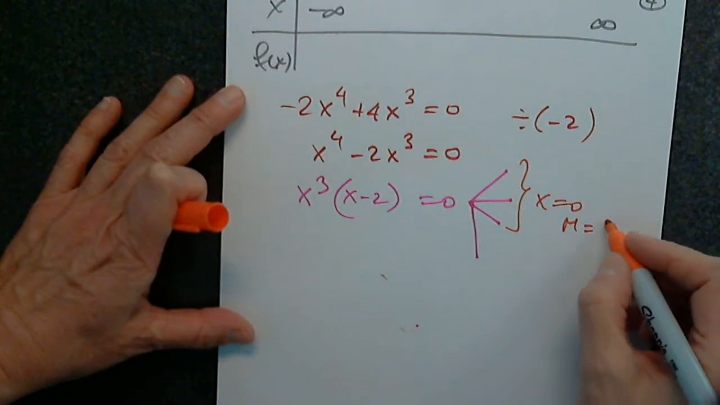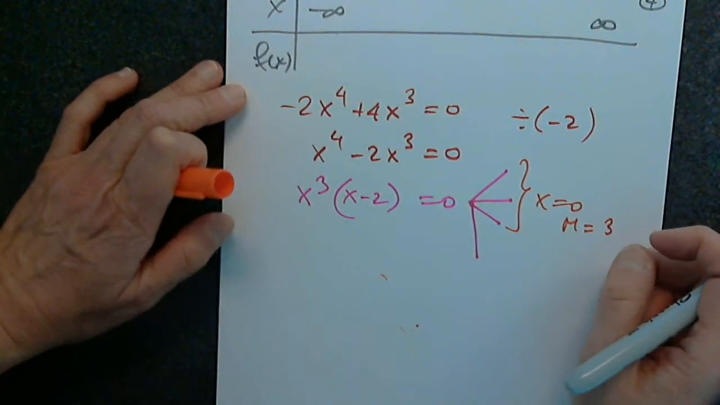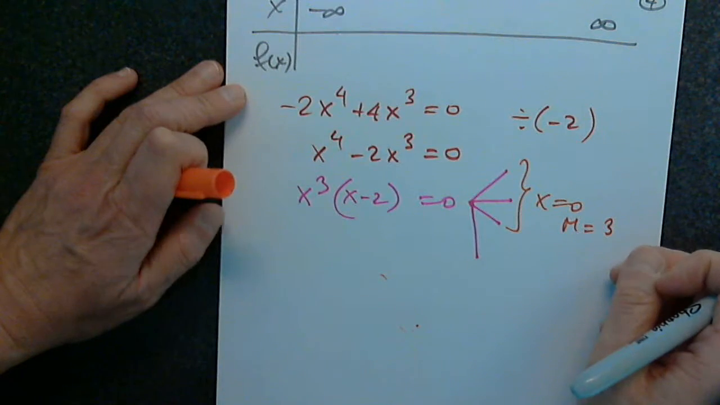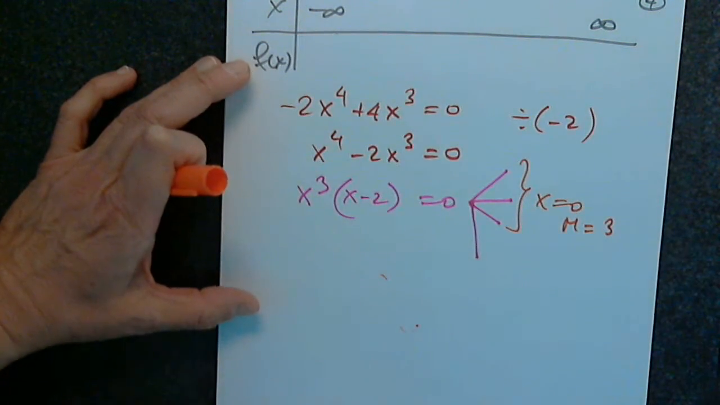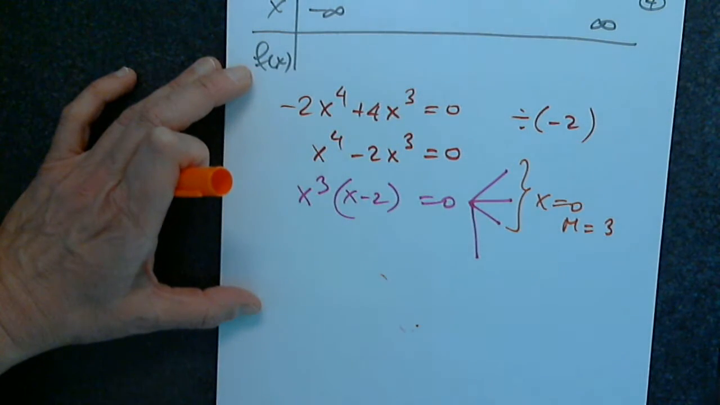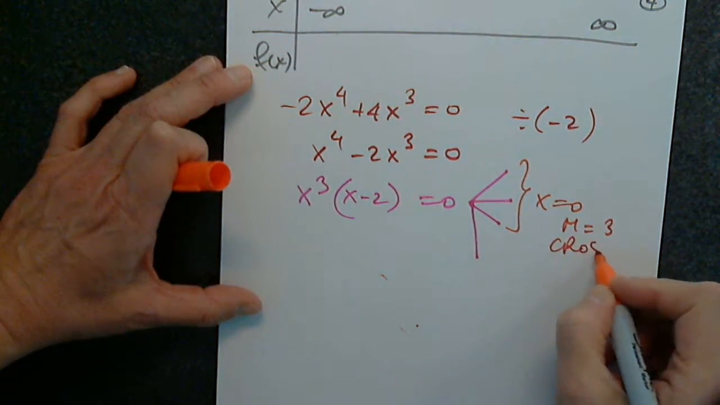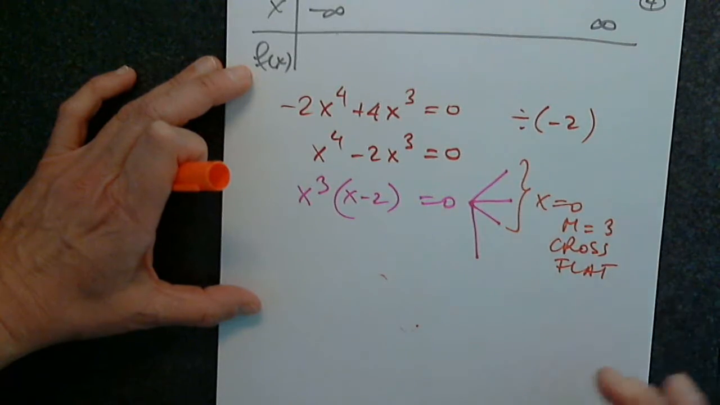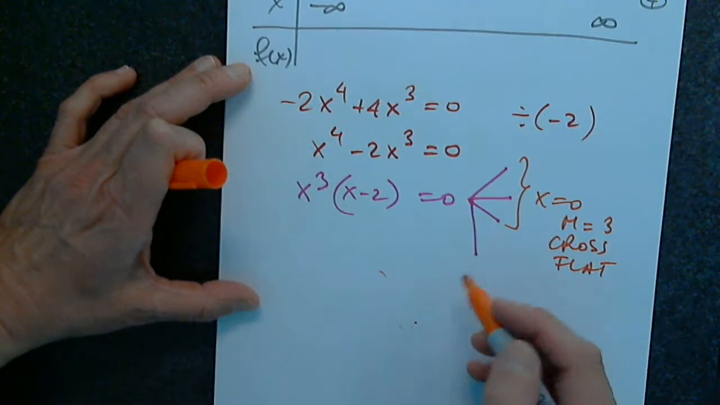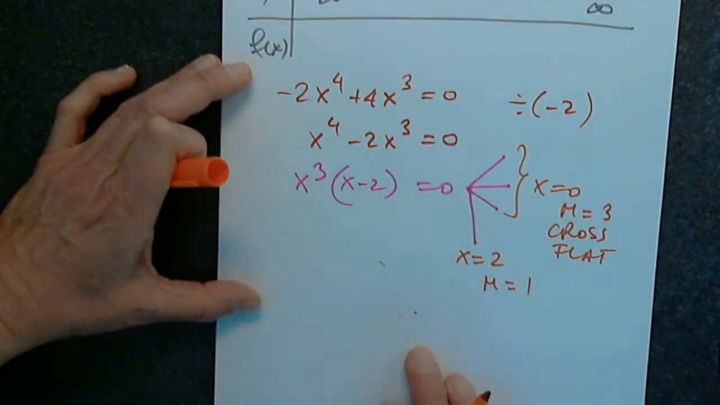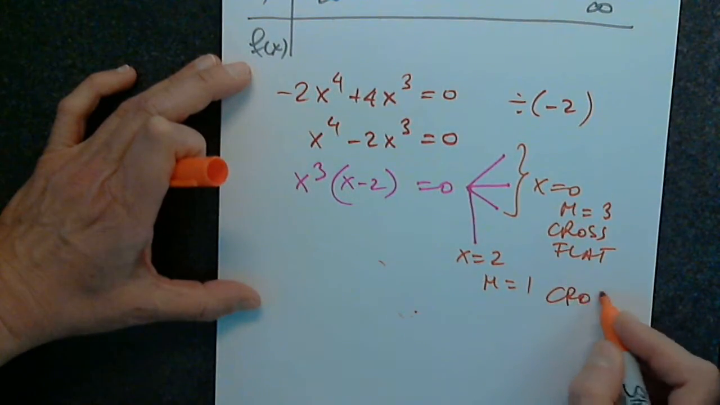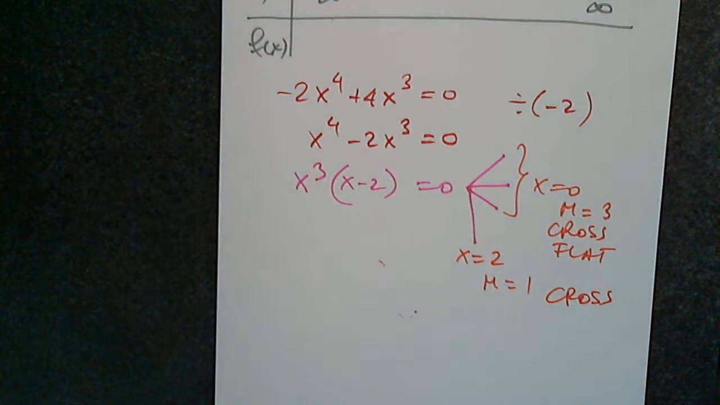Multiplicity 3. What does that mean exactly? Cross or turn? Odd multiplicity is crossing. It's going to cross, but isn't it a wider cross? Yes, cross flat. Excellent. And the last solution, you said x equals 2. What is the multiplicity? 1. What will the function do there? Exactly. Just a simple straight cross.